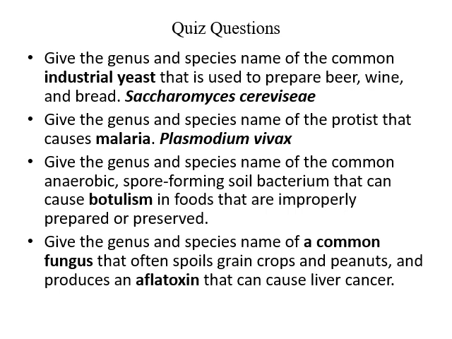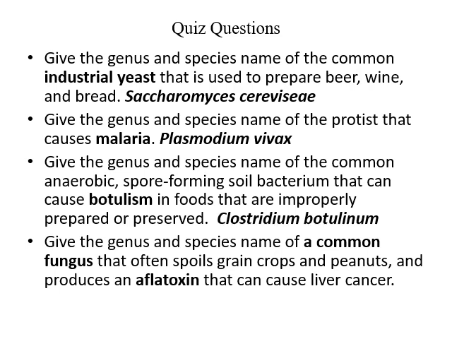All right, next question. Give the genus and species name for the common aerobic spore-forming soil bacterium that can cause botulism in foods that are improperly prepared or preserved. The word botulism should be a giveaway. That should be a big clue as to what the answer is. What is the answer? The answer is Clostridium botulinum.